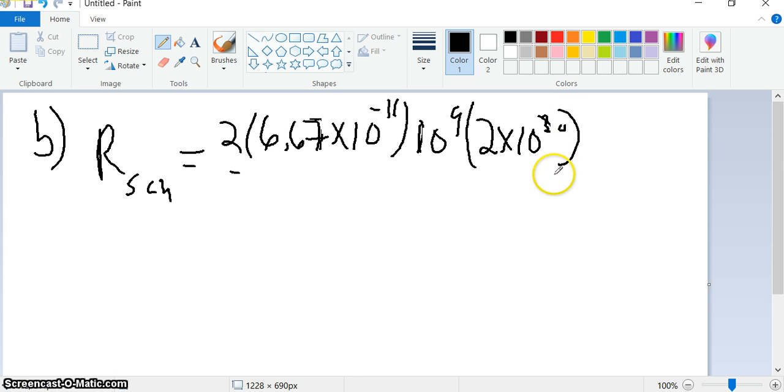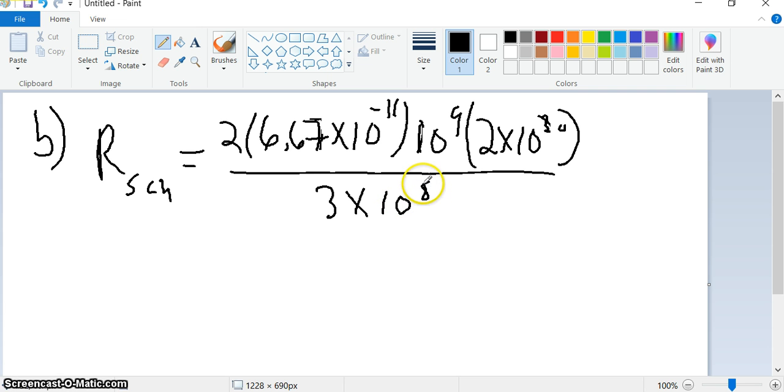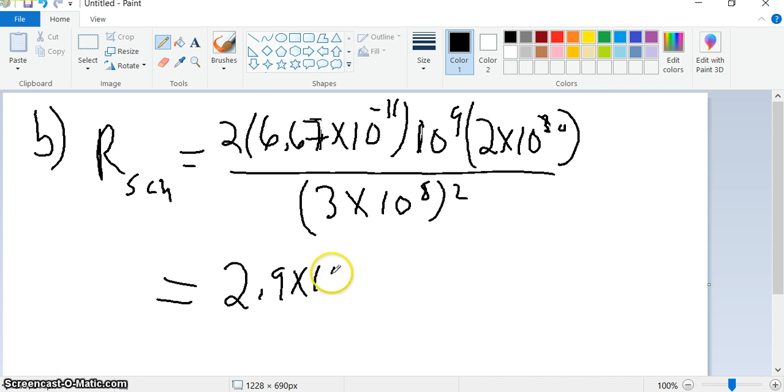And then you divide by the speed of light squared. So it's, of course, 3 times 10 to the 8th, but we have to square that, right? All right, and so this comes out to be, let's see, 2.9 times 10 to the 12th meters.